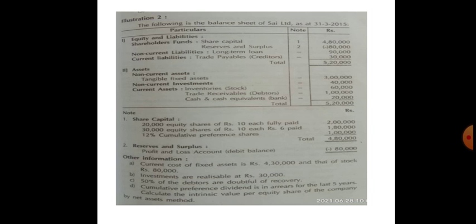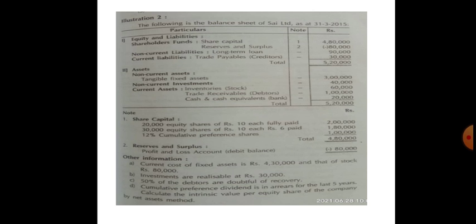So these other information values we have to take. Whatever values are given in the balance sheet are the book values. Keep in mind, book values are in the balance sheet, and whatever is given in the other information is the market value. If the market value is not given in the other information, then we have to take the book value as it is from the balance sheet.